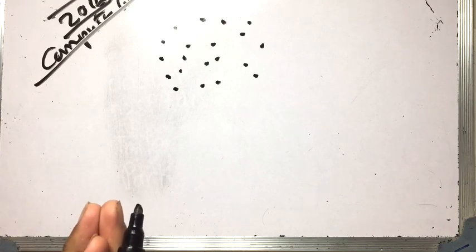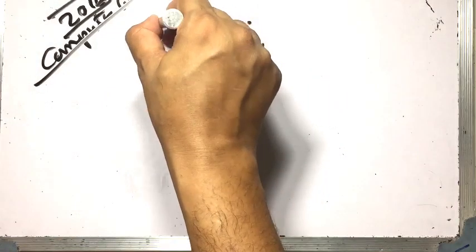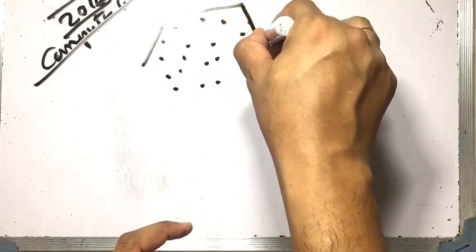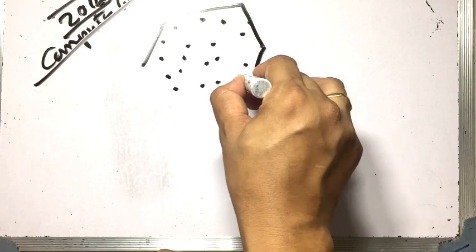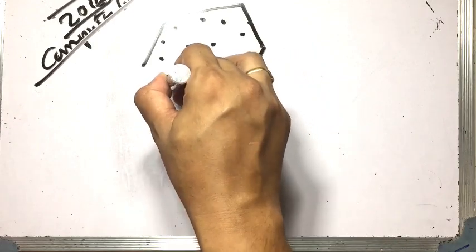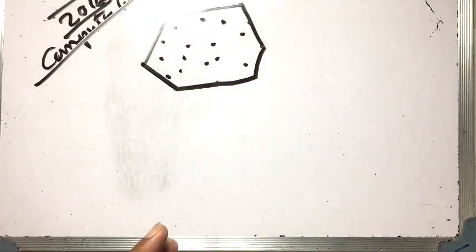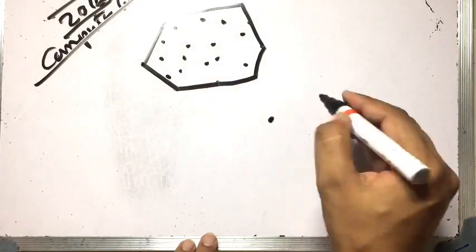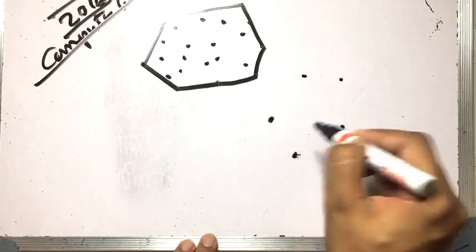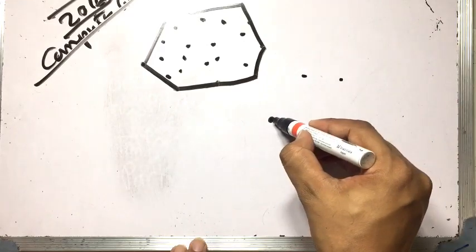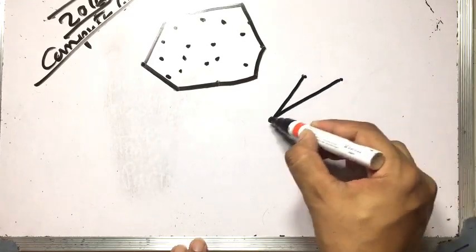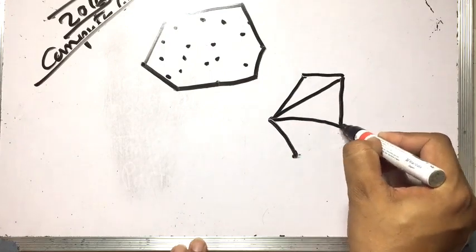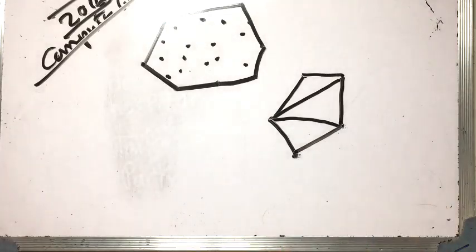When drawing the convex hull, I have to draw a polygon based on the points, where lines may pass over the points. Suppose these are the points. We have to draw the polygon covering all the points. So this is known as convex hull.